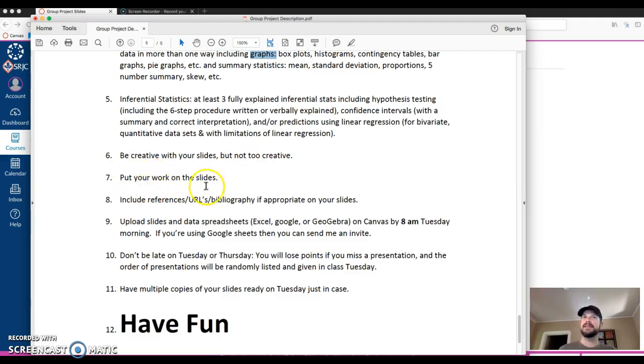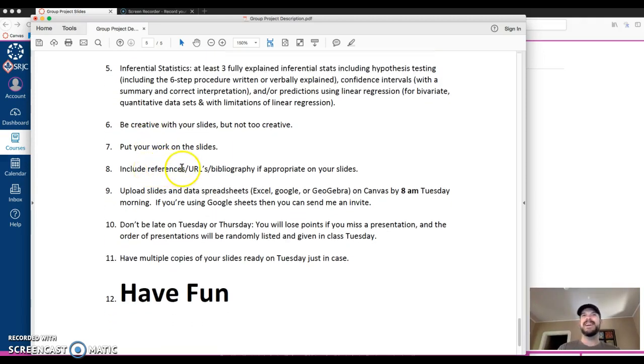Put your work on the slides. Again, as I said before, this is how I'm going to grade you: these slides, your presentation, and I go back and look at those. So put the information on your slides. Even if you don't spend a lot of time on the slide in class during the presentation, it's good to put your work on the slides.